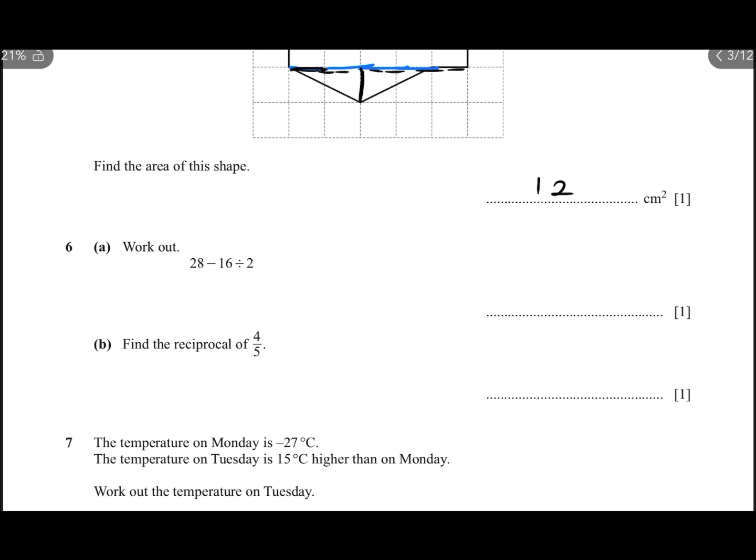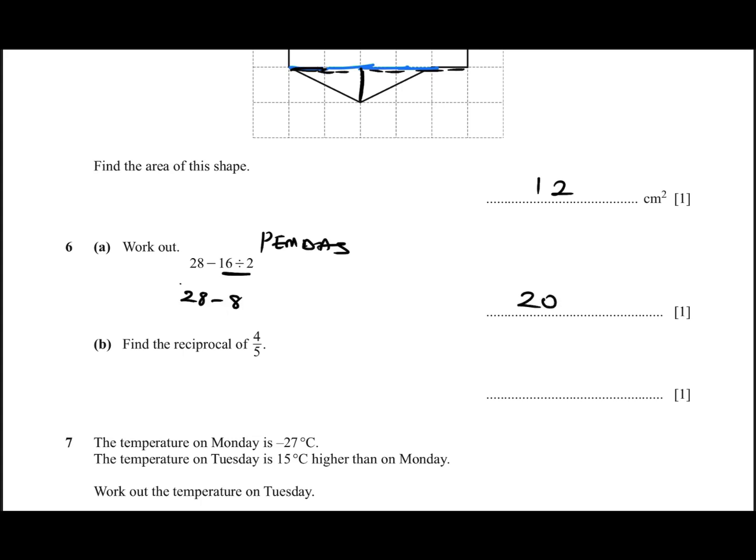Now question 6 says work out this expression using PEMDAS. If you remember, which one comes first? PEMDAS means parentheses, exponents, multiplication, division, addition, and subtraction. What comes first is division. So we're going to be starting with 16 divided by 2, which is going to give us 8. So that is 28 minus 8, and 28 minus 8 is 20.